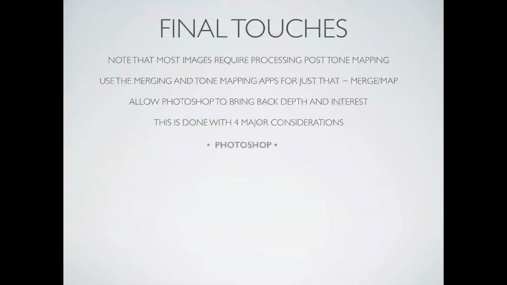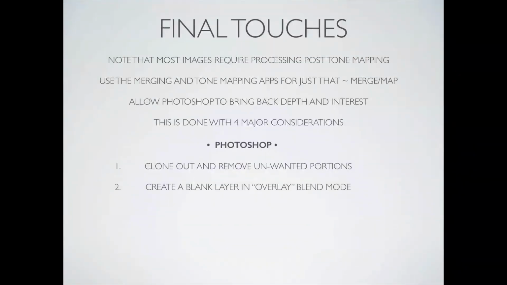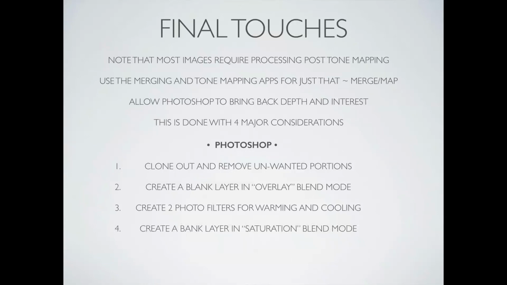This is done with 4 major considerations. The 4 major considerations I have in Photoshop are to clone out and remove unwanted portions, and to create a blank layer in overlay blend mode. I'll go through this in another movie. This will allow us to paint in and burn and dodge, and create 2 photo filter adjustment layers, one for warming, one for cooling, and mask those in accordingly, and we'll go through that. And finally, a fourth layer, a blank layer in saturation blend mode, and painting in or out saturation. This creates a push-pull effect and allows the image to get more depth.